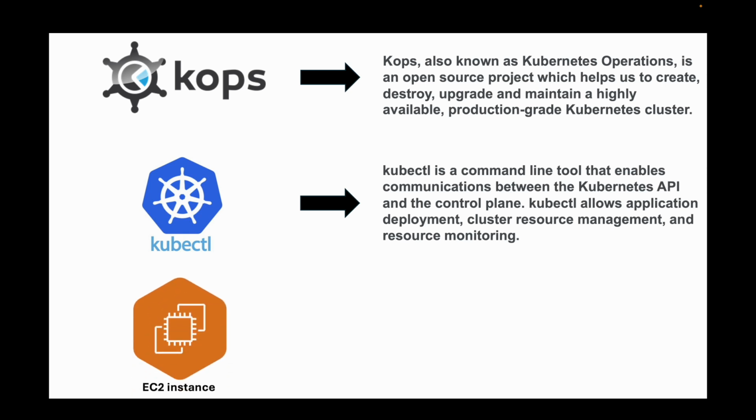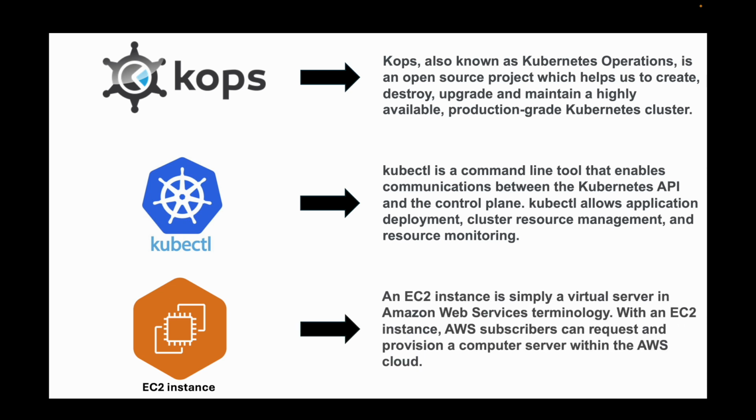Then we are using an EC2 instance. So this is where we will be installing our Kops and kubectl. So an EC2 instance is simply a virtual server that we will be running on the AWS cloud. So with this, we can request and provision a compute server within the AWS cloud. So it is simply a virtual server that we are running.